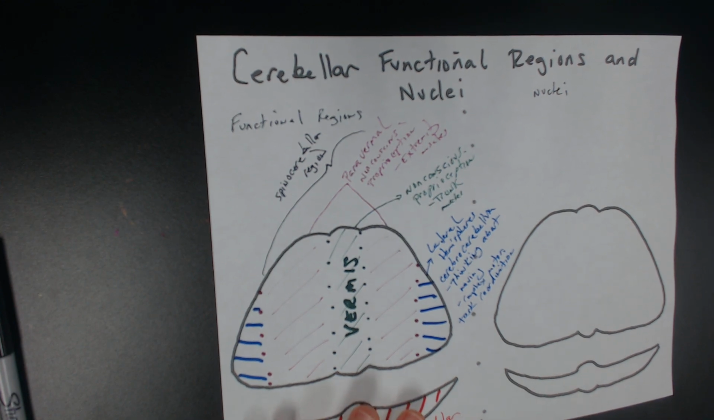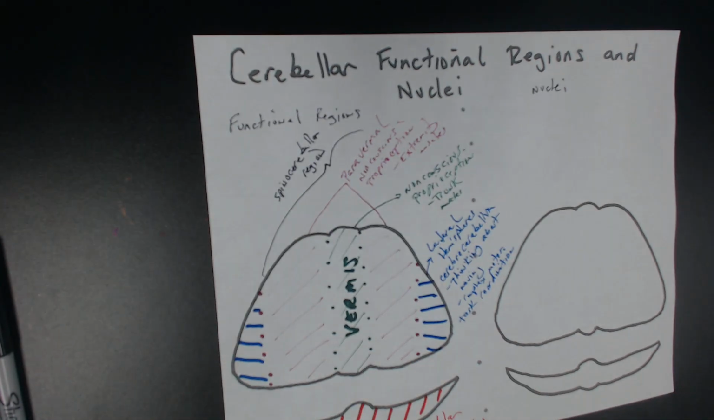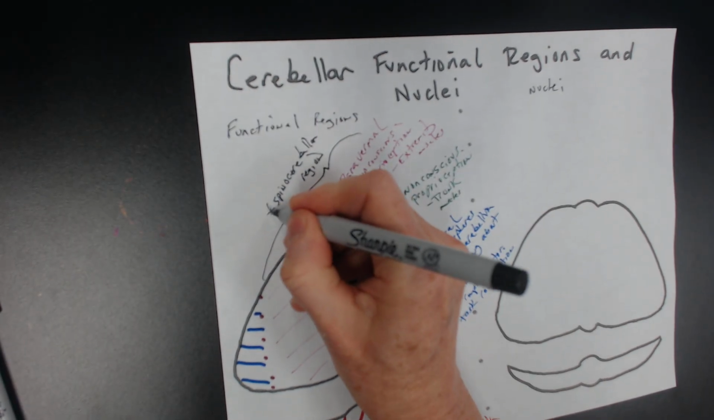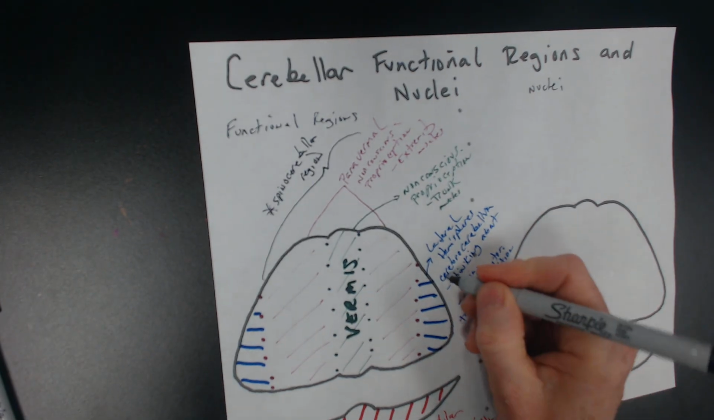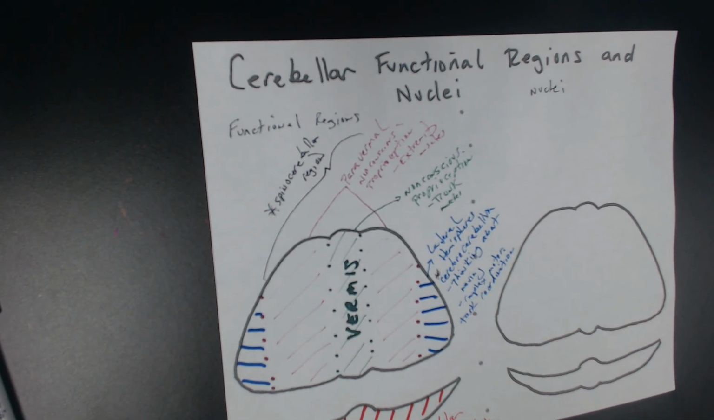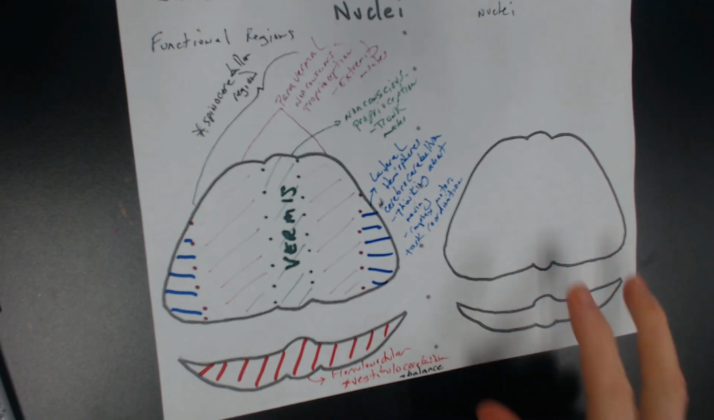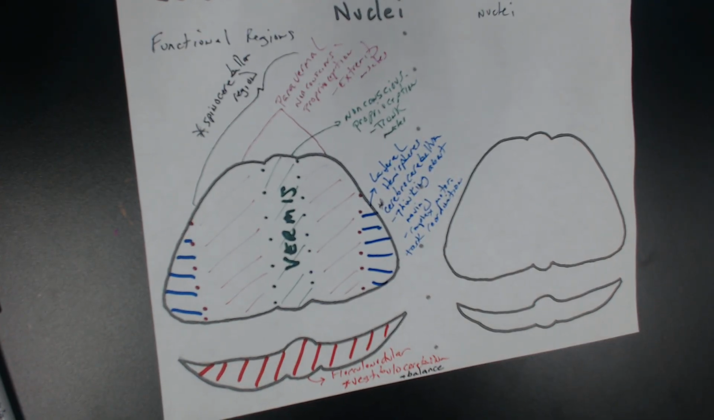Other questions for me? Does that make sense? Okay, these are the functional regions that you need to know about. To be clear, the spinocerebellar region is one, the cerebrocerebellar region is another, and the vestibulocerebellum is the third. Three different functional regions that we need to know.